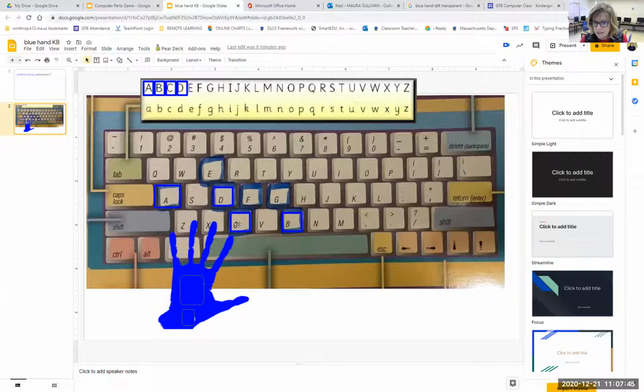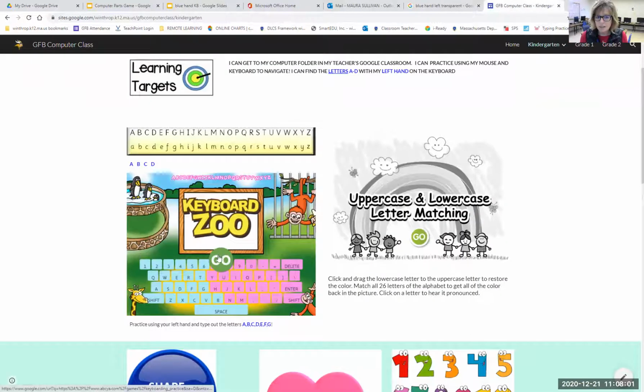C, D, right on top of C. So A, B, C, D. A, B, C, D. That's all we're practicing today, boys and girls, the first 4 letters. Okay, so when you click on that game today, right here, it's called Keyboard Zoo.